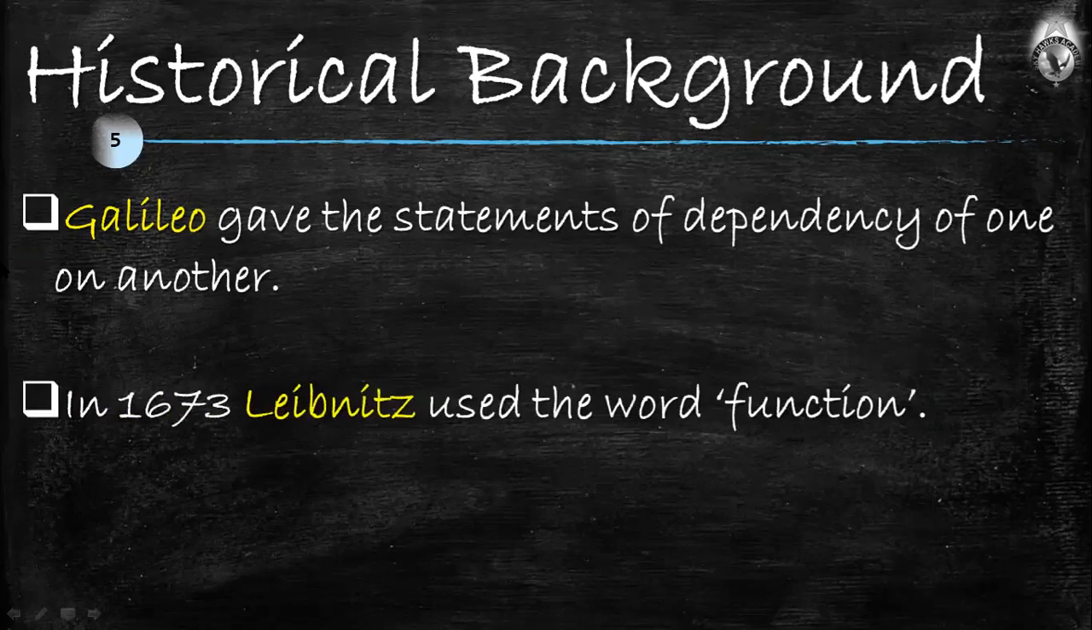Right. In 1673, Leibniz used the word function. He was a German mathematician. First time when he was talking about the relations of things mathematically, at that time he was using the term function in 1673.